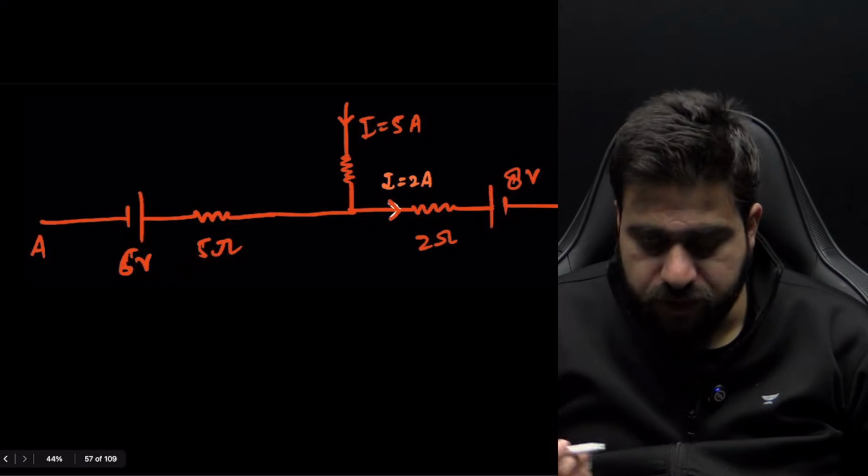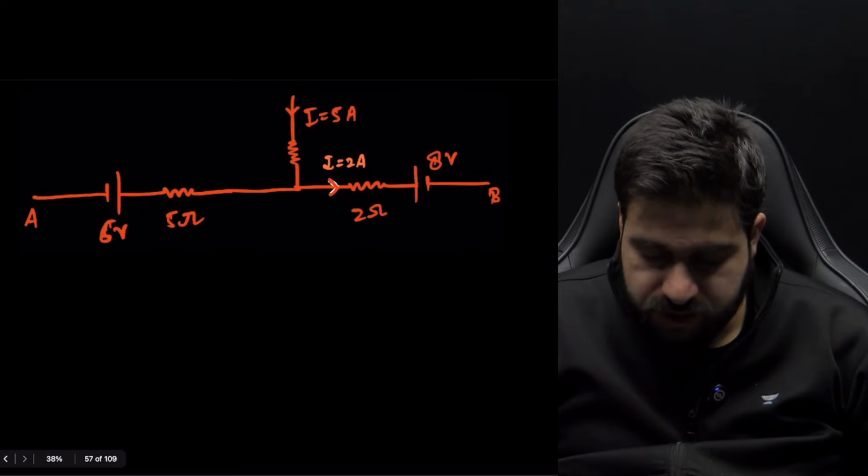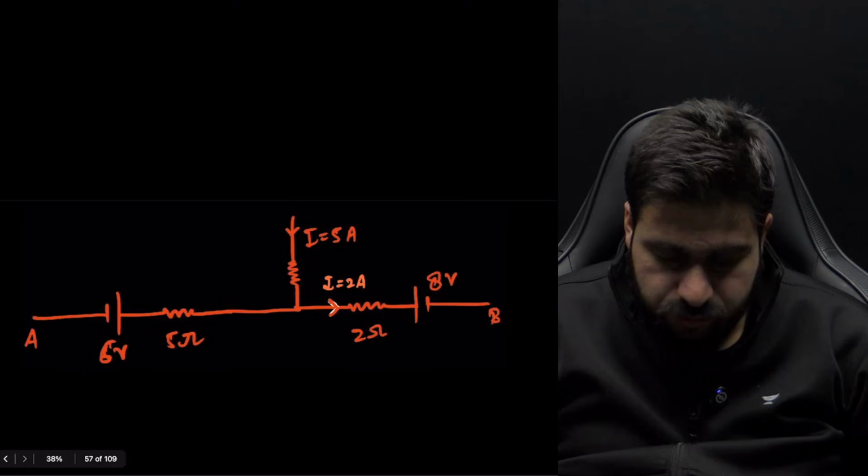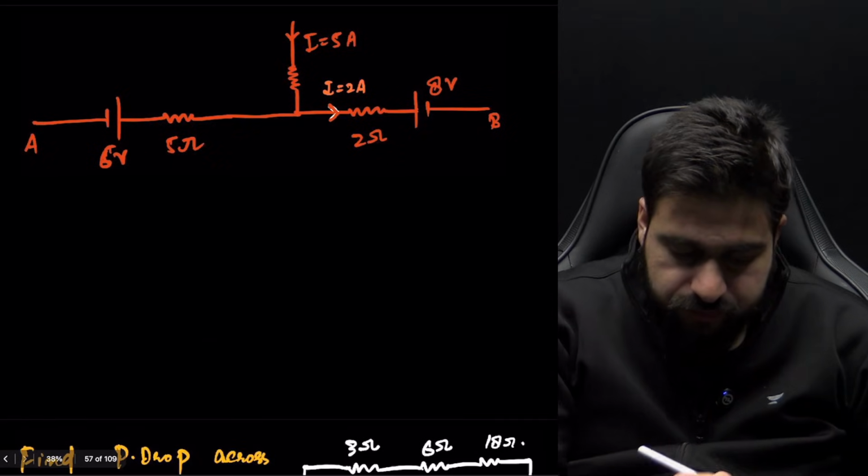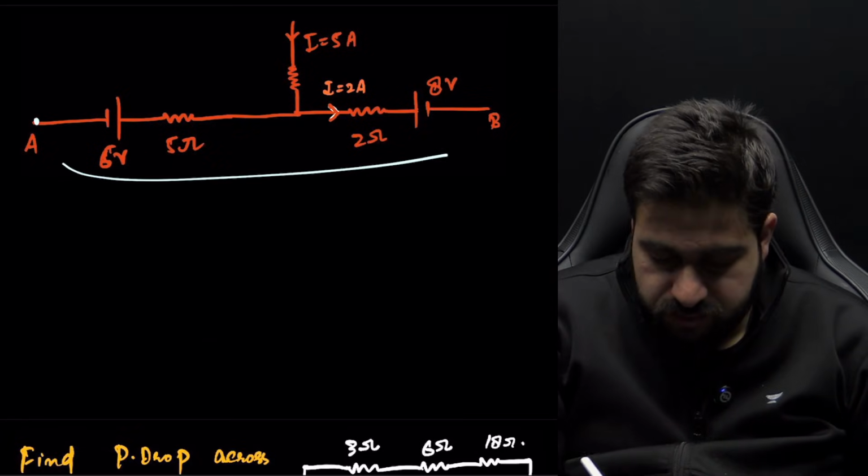This you can do from your end. If I say, what is the potential difference between point A and point B, you can do it. Okay, select the path from A to B.